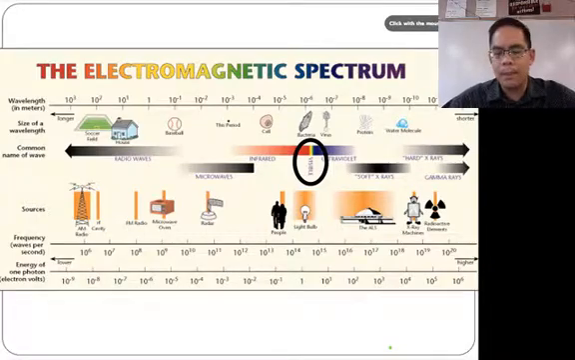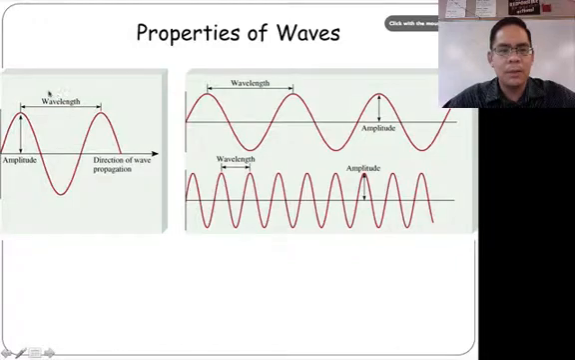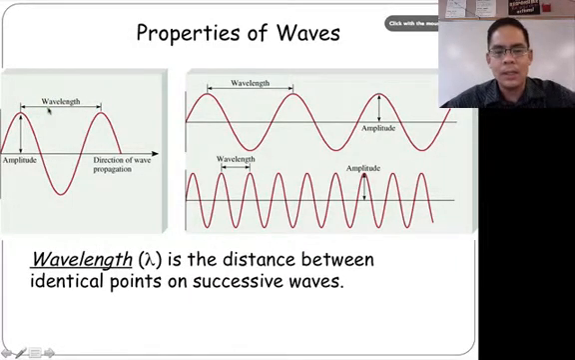So when we talk about properties of waves, we want to talk about, of course, wavelength. And wavelength is by definition the distance between identical points of successive waves. So you have waves that go in a pattern, and the idea is, how do we determine the wavelength? Well, as long as we talk about the same points, where I talk about a crest to a crest, or a trough to a trough, you can measure those and actually determine the wavelength.